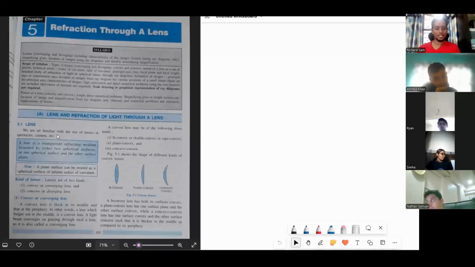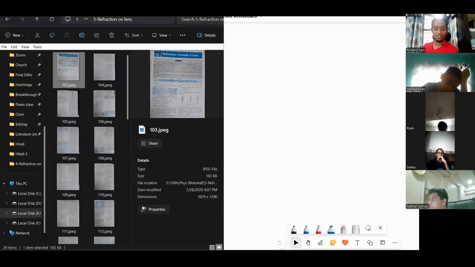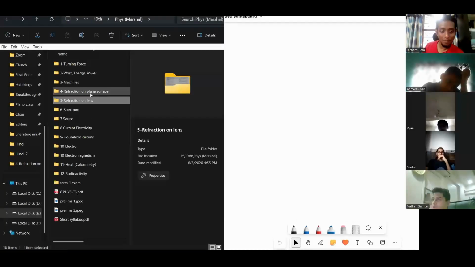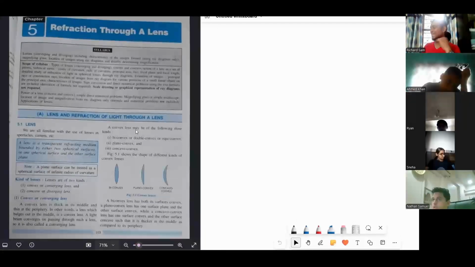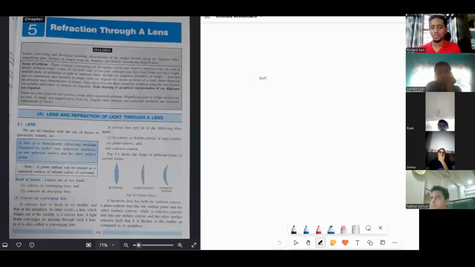Refraction through a lens. The previous chapter was refraction through a plane surface. And this is a lens. Now, what's the difference between a plane surface and a lens? Both are transparent. Yeah, it's about curvature. In the plane surface, the refraction was happening through a flat surface.